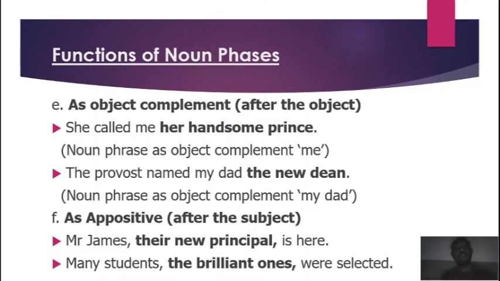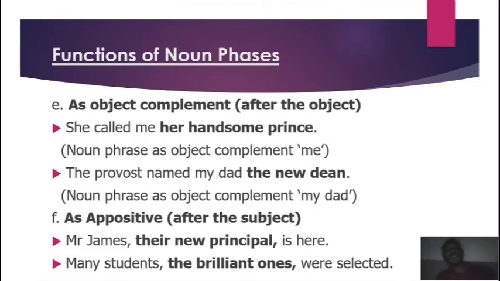Again, look at that. Many students, the brilliant ones, were selected. I can actually say many students were selected. But because I wanted to give us the category of students that were selected, I added the brilliant ones. So that's a noun phrase functioning as what? Apposition. So these are the functions we want to look at under the noun phrase.